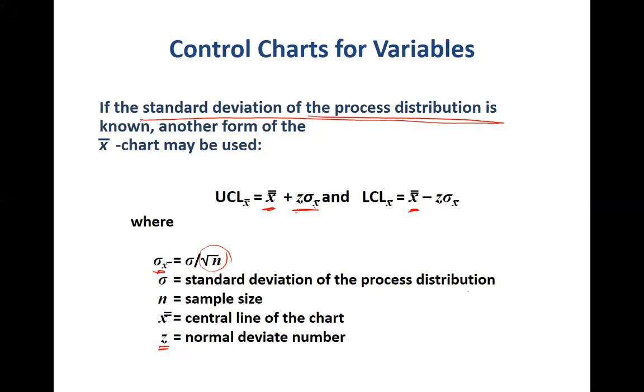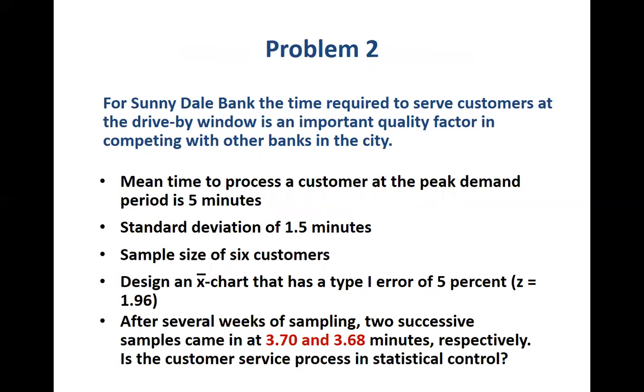But for now, as you can see, the first part remains the same as in the previous example, but the second part has changed. Instead of plus A2 times R, or minus A2 times R, in this case we have plus Z times sigma x bar and minus Z times sigma x bar, something which will be clear as we go forward. So let's take this example to get an understanding of how that works.